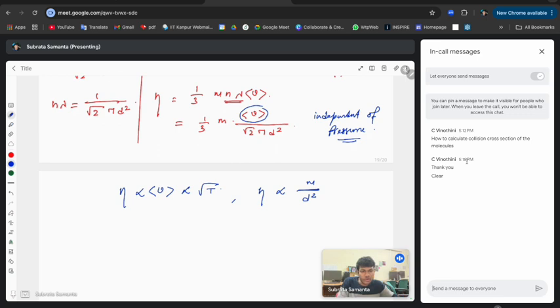So these are important when you solve some problems: how the viscosity changes with temperature, with mass, and with the diameter of the molecules.